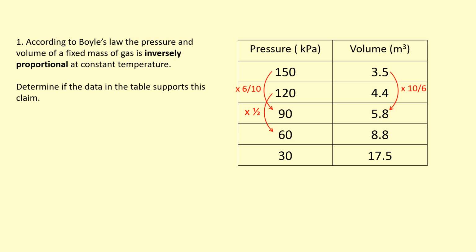Let's test this for another set of data. So here I'm going from 120 to 60, so I'm halving. So that means my data for the volume should double. And that is what happens going from 4.4 to 8.8. Okay, another set of data. So you need to do at least 3 sets of data. So here we're taking a third. So that should correspond to the other set of data here, multiplying by 3. Okay, so we can conclude it is inversely proportional.